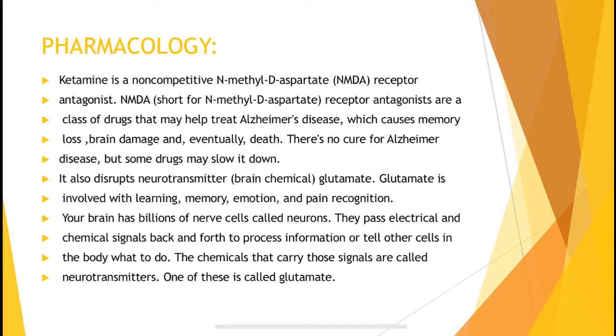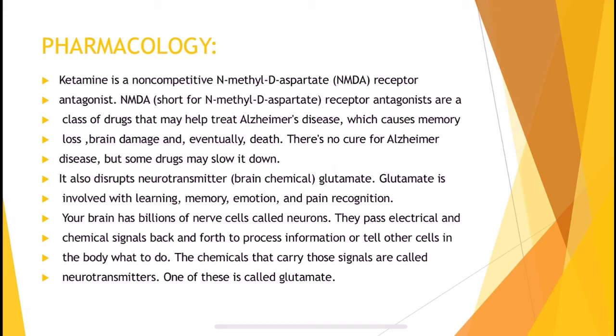It also disrupts the neurotransmitter glutamate. Glutamate is involved with learning, memory, emotion, and pain recognition. As we know, neurotransmitters are very important for the functioning of nerve impulse, for the passage of nerve impulse. Your brain has billions of nerve cells called neurons. They pass electrical and chemical signals back and forth to process information or tell other cells in the body what to do. The chemicals that carry those signals are neurotransmitters.